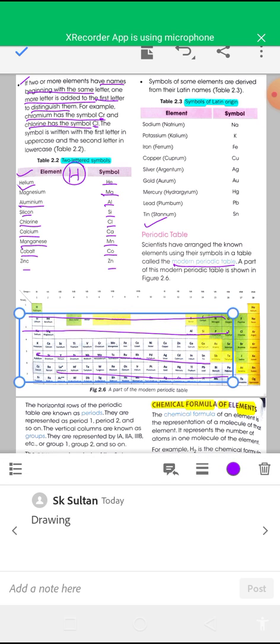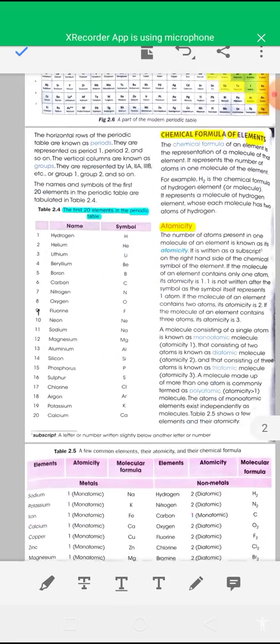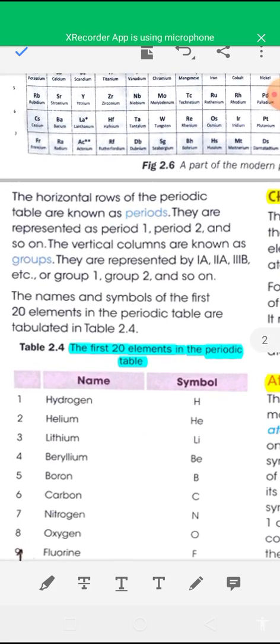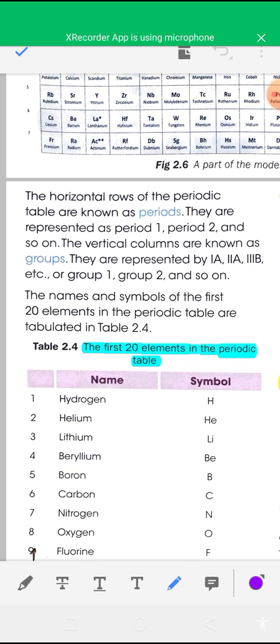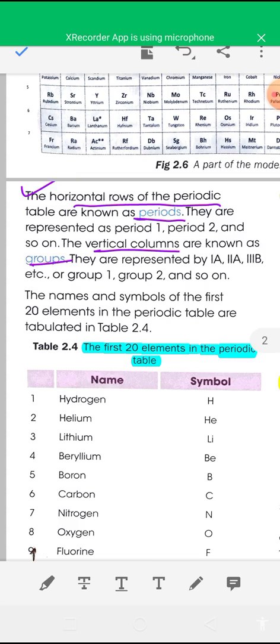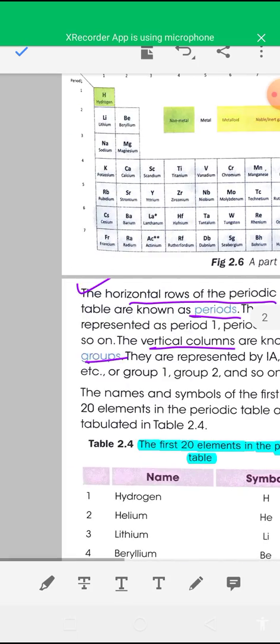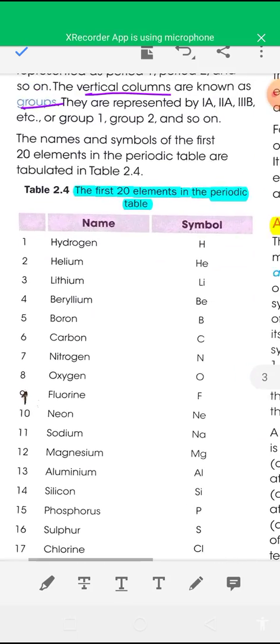And in this modern periodic table, elements are arranged in a tabular form. In the modern periodic table the horizontal rows are called periods, and the vertical columns are known as groups. In the modern periodic table there are a total of 18 groups and 7 periods, okay.